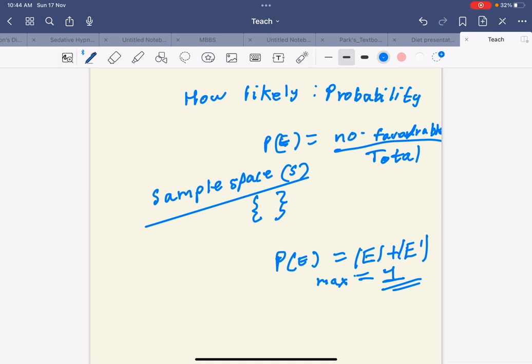The basic principle is A union B is equal to A plus B minus A intersection B for 2 sets, and similarly for 3 sets.